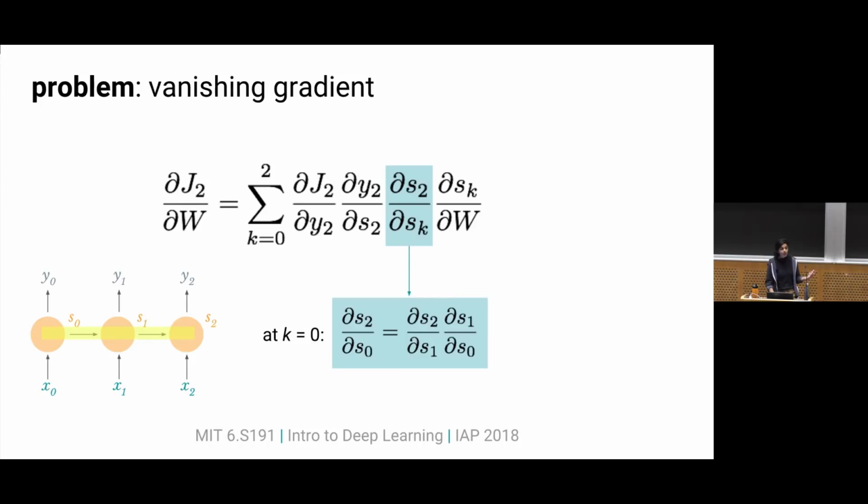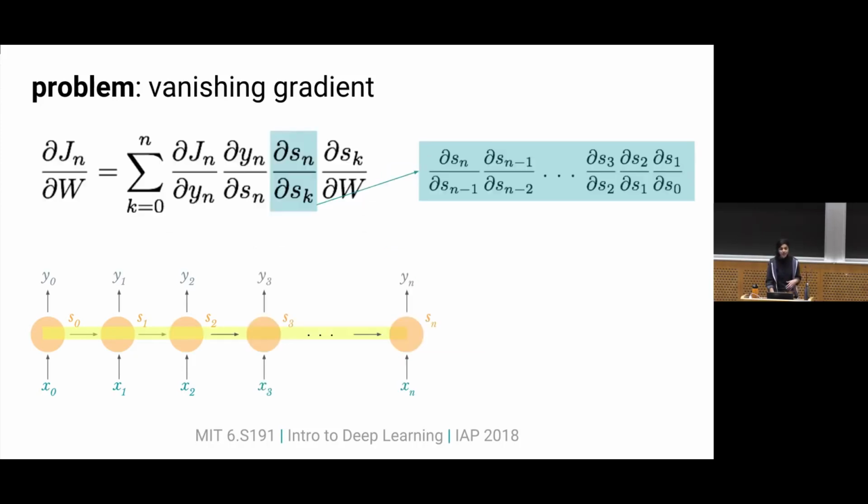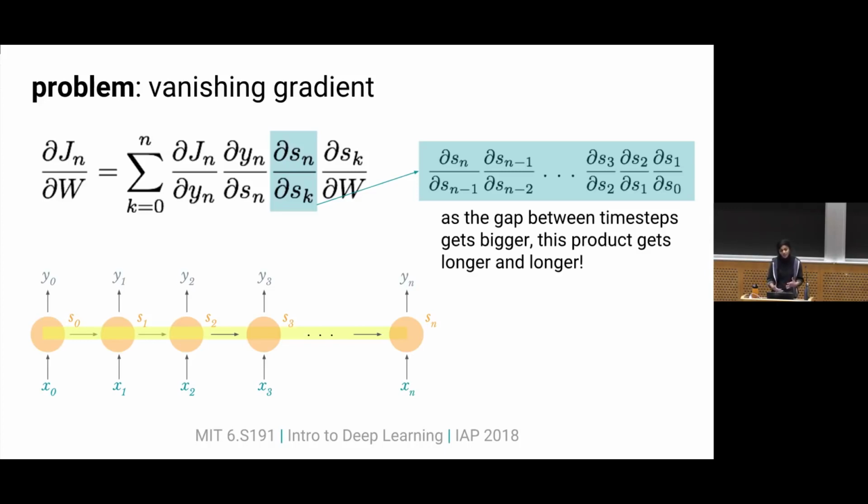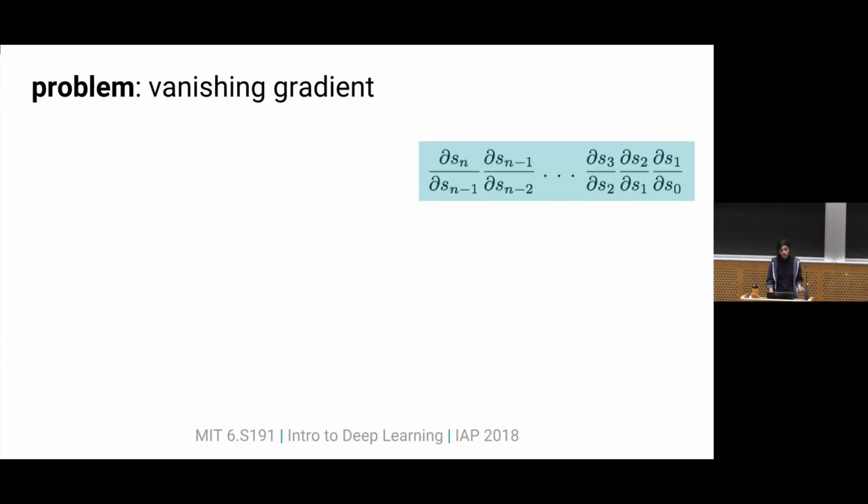This is just for the derivative of S2 with respect to S0. But what if we were looking at a time step very far in the future, like time step n? That term would expand into a product of n terms. And OK, you might be thinking, so what? Well, notice that as the gap between time steps gets bigger and bigger, this product in the gradient gets longer and longer.